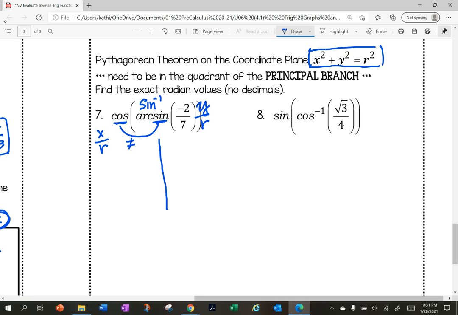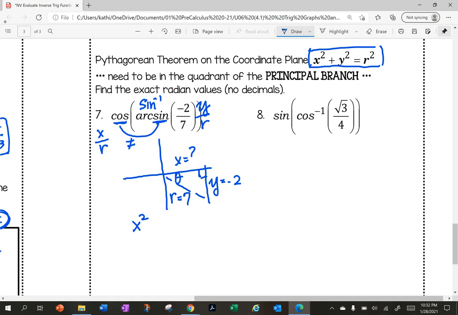I need to figure out which quadrant I'm in. So y is negative and r is positive. For sine, I'm always talking about the first and the fourth quadrant, so I know my triangle is in the fourth quadrant, and I know y equals -2, and my radius equals 7. I need to find the x value so I can use that for my solution.